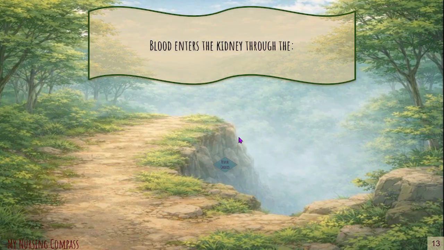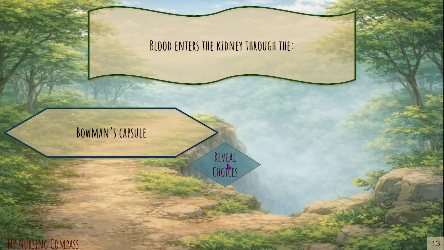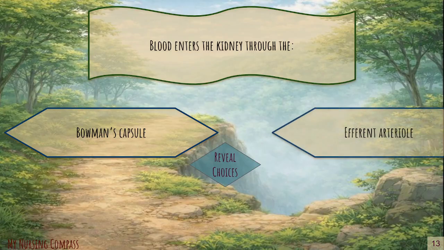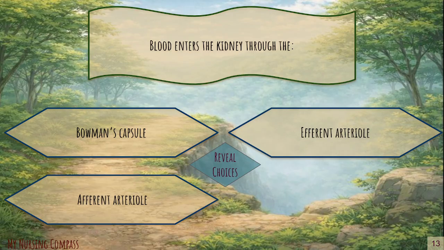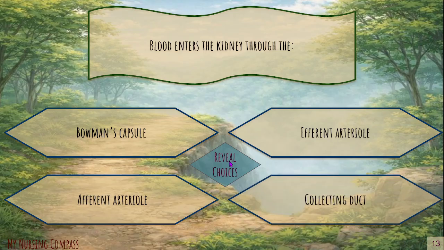Blood enters the kidneys through Bowman's capsule, efferent arterioles, afferent arterioles, collecting ducts. Where does blood enter the kidneys through?